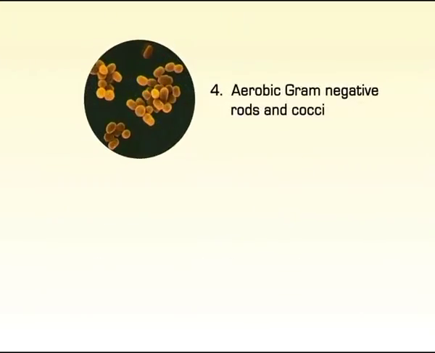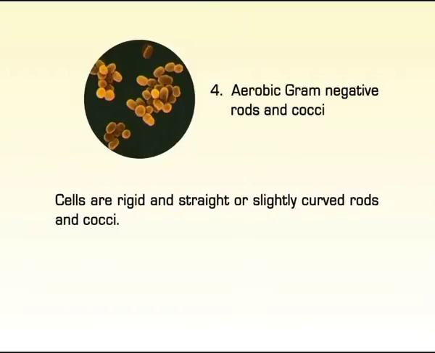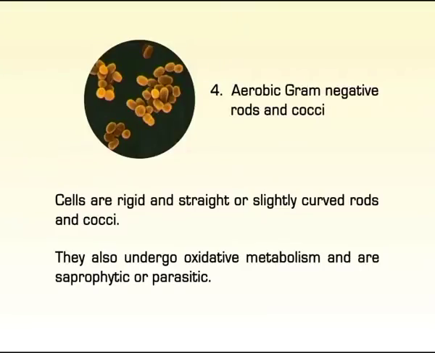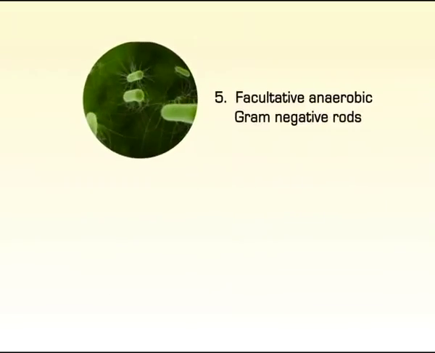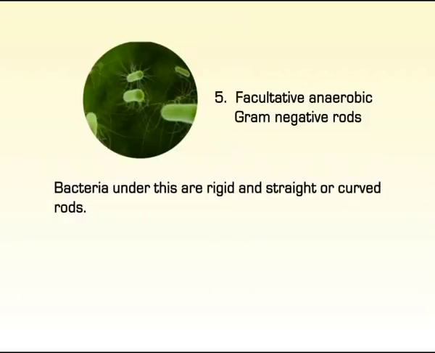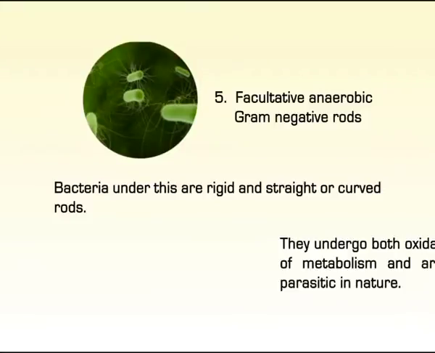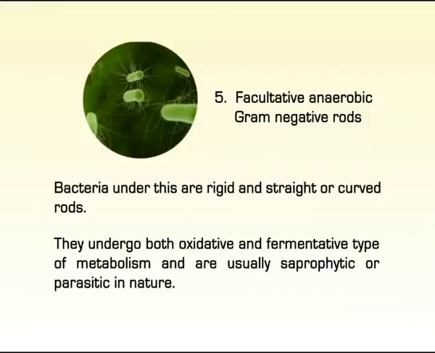In the fourth point are the aerobic gram-negative rods and cocci. So the cells under this are rigid and straight or slightly curved rods and cocci. They also undergo oxidative metabolism and are saprophytic or parasitic. Next is the facultative anaerobic gram-negative rods. So the bacteria under this are rigid and straight or curved rods. They undergo both oxidative and fermentative type of metabolism and are usually saprophytic or parasitic in nature.